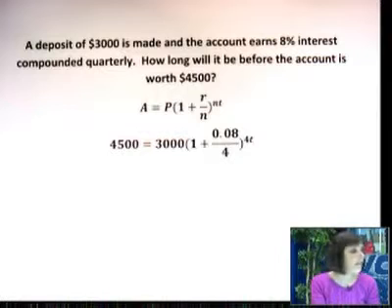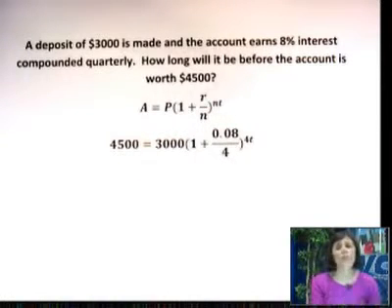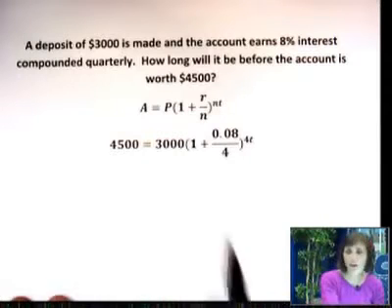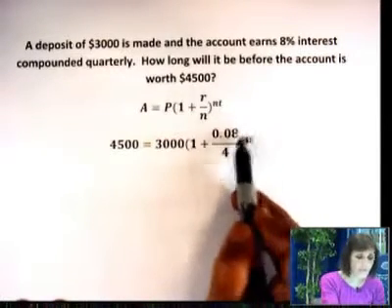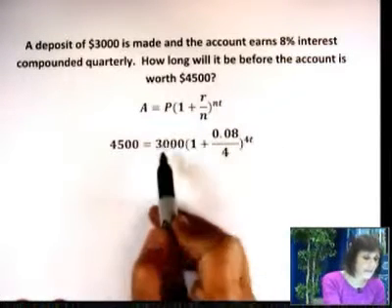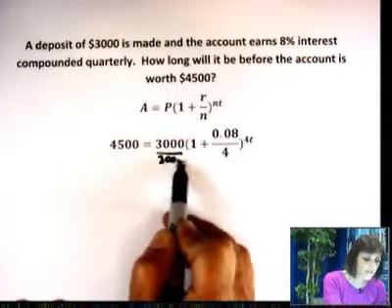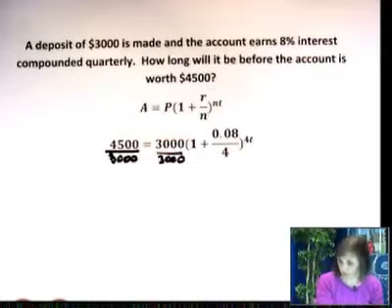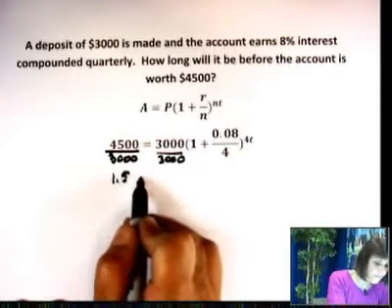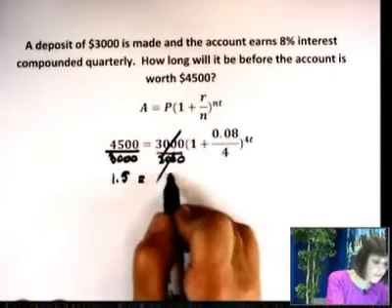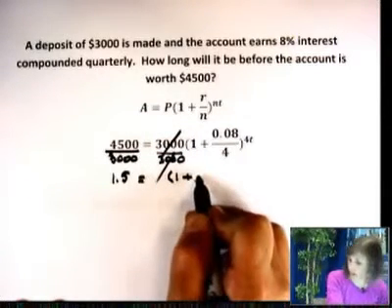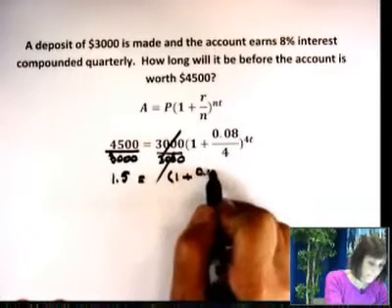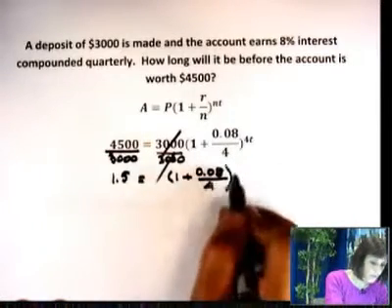In the previous example, I just put in numbers and I don't know the left-hand side of the equation and it's straightforward. But with this one, I need to do some manipulation. So what we are going to do first, I want to isolate this 4t. How the heck am I going to do that? I can just divide both sides by 3,000 first. And now 4,500 divided by 3,000 is simply 1.5. All right, these two will go. So you have this situation, 1 plus 0.08 divided by 4 to the 4t power.